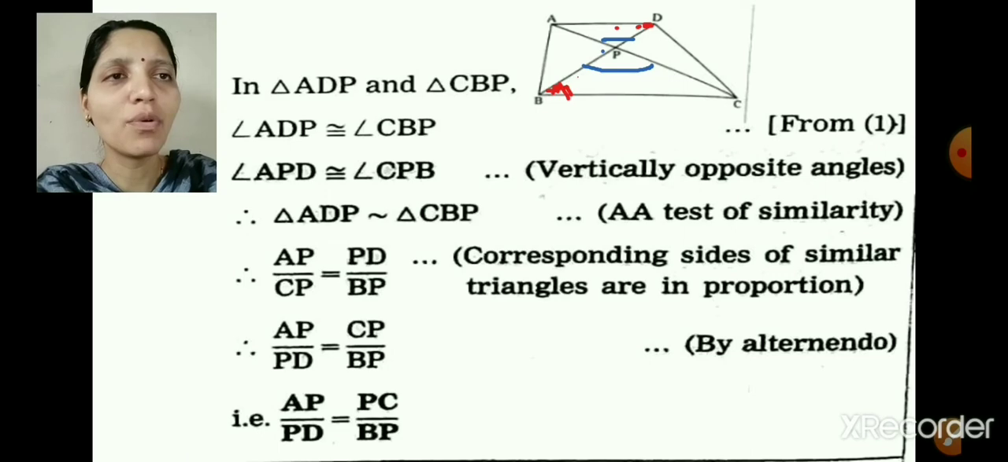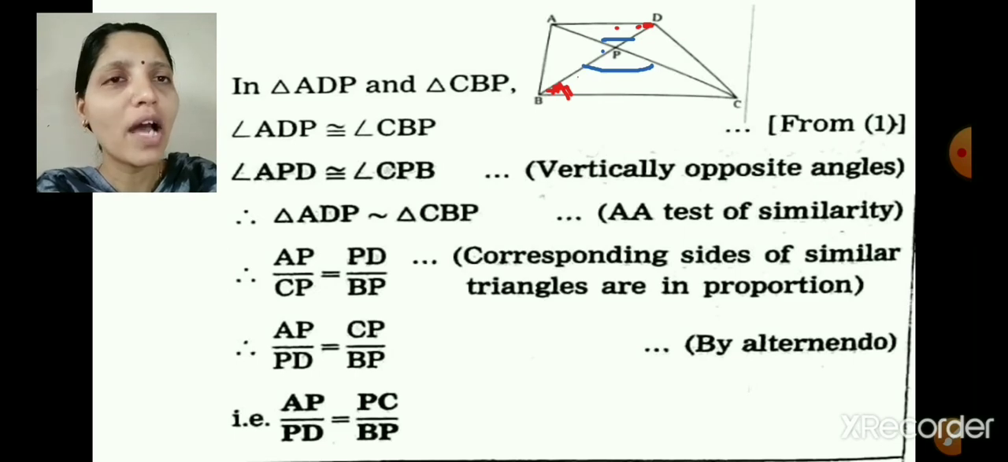Vertically opposite angles. And we know that if in two triangles, two corresponding angles are congruent, then we can show that these two triangles are similar. So here triangle ADP is similar to triangle CBP by angle-angle test of similarity.